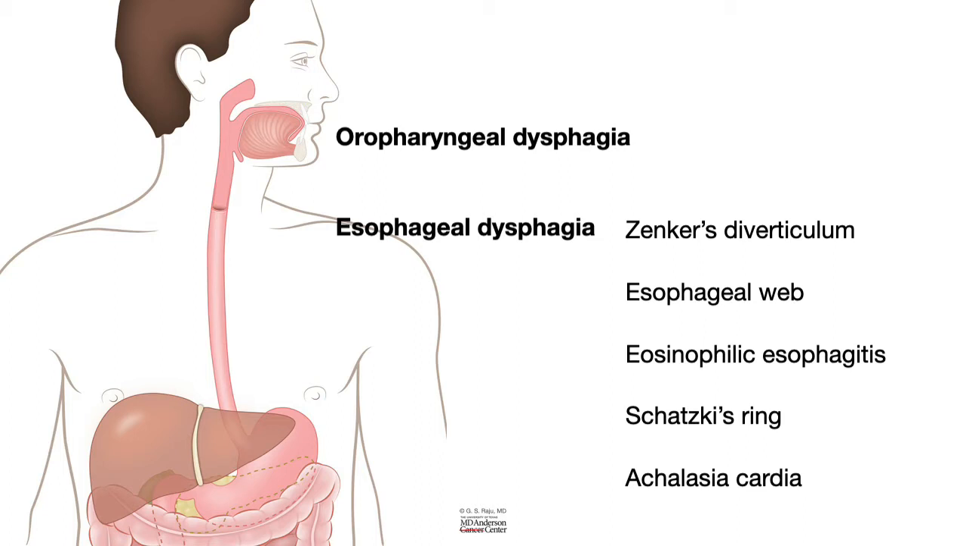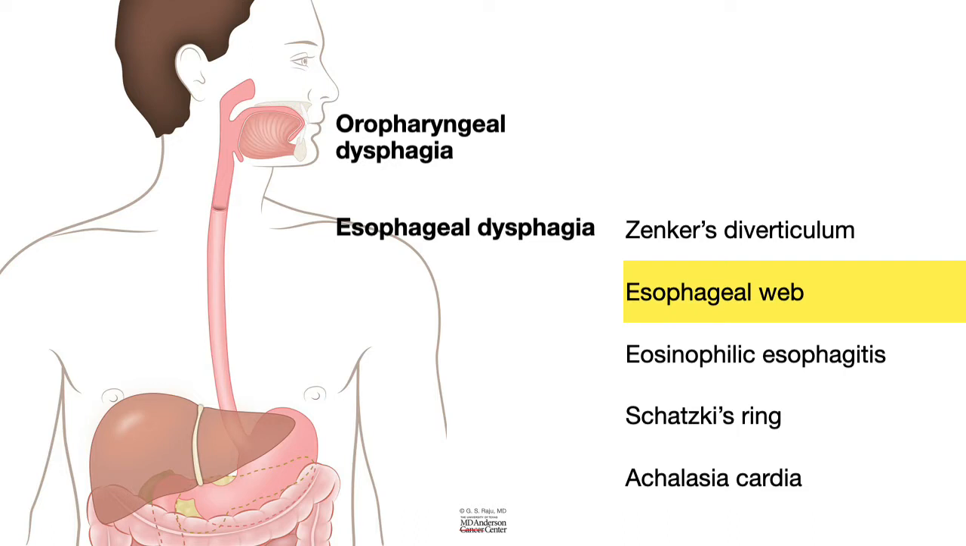regurgitation. And when it comes to esophageal dysphagia, there are a number of reasons, and one of the reasons is esophageal web or post-cricoid web that is located just at the upper end of the esophagus, below the upper esophageal sphincter.